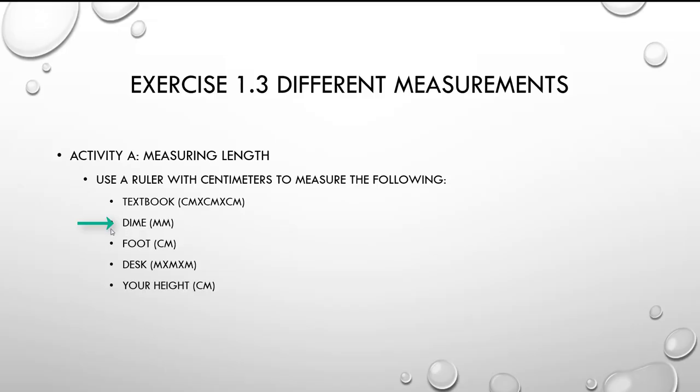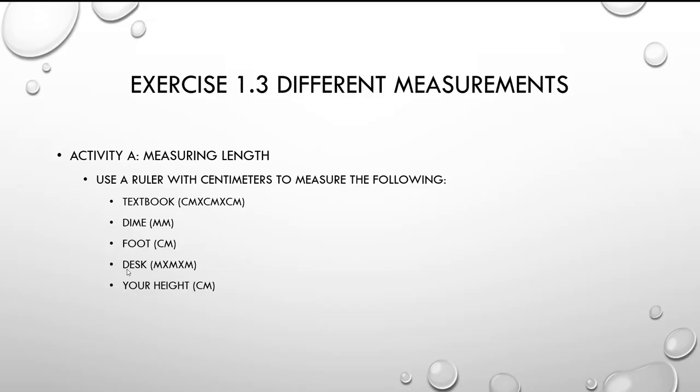Grab a coin, a dime, and measure the diameter of it in millimeters. So you're just practicing using a different unit of measurement on your ruler. Instead of the centimeter, use the millimeters. Measure your foot. If you have a small ruler, you might have to guess at it, but you're going to measure it in centimeters.